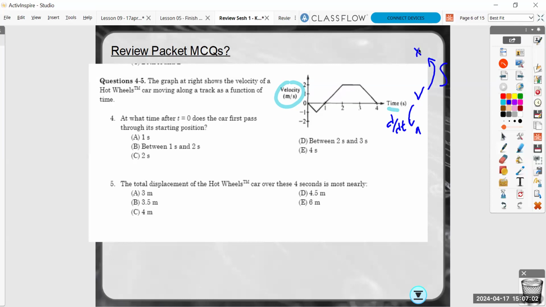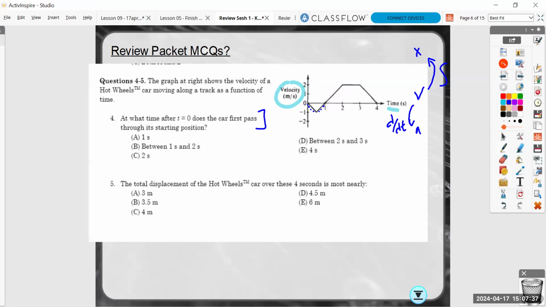So it asks, at what time x equals 0 does the car first pass through its starting position? Excellent. So we're doing some kind of area integral stuff here. So let's think about what happens to this Hot Wheels car. What's happening during that first second? Yeah, it goes backwards, right? At first it's speeding up backwards. And then what's it doing? Slowing down backwards. So at first it speeds up and then it slows down. And at 1 second, it stopped again.